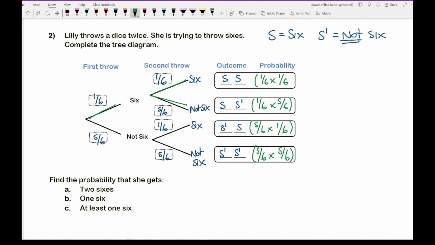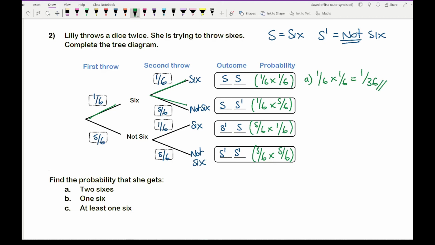Now the question's asking us to find the probability that she gets 2 6s. So 2 6s is this one here. So that's going to be 1/6 times 1/6, and writing as a fraction should make it easier. So 1 times 1 is 1, 6 times 6 is 36, and there is my final answer.